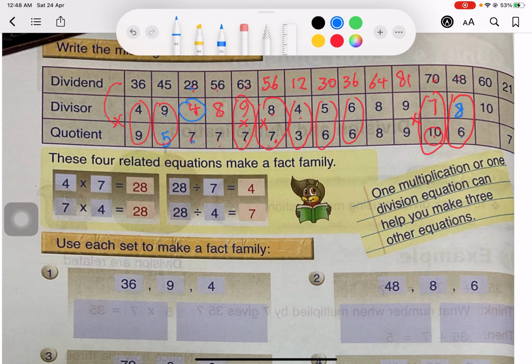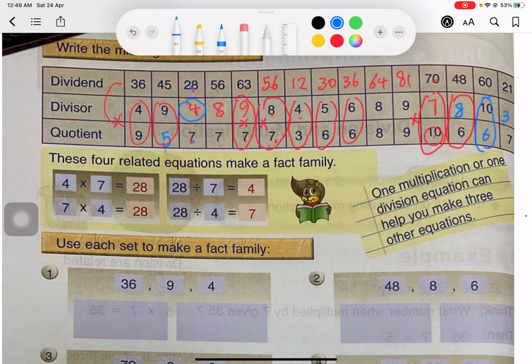Okay? Now 60 divide 10 give you what? What number when you multiply by 10, you get 60? Of course, it's very easy. It is 6. Now, 21 divide what give you 7? What number when you multiply it by 7, you get 21? What is it? 3. So I will write here 3. Because when you multiply 7 by 3, the answer is 21.